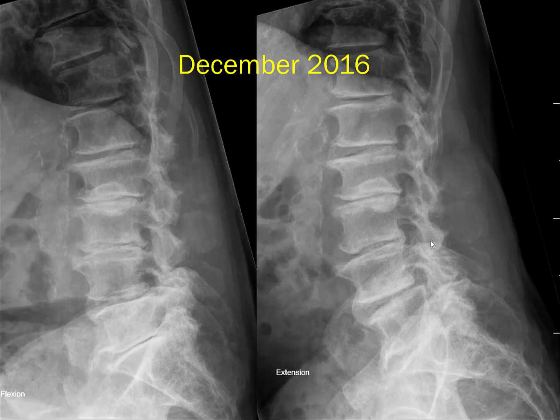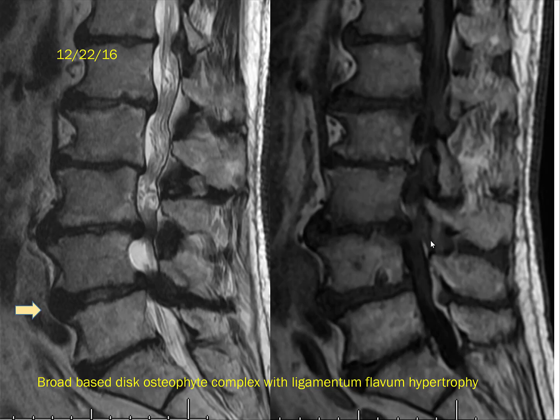And flexion extension views, L4-L5, I thought had some spondylolisthesis there. You agree with that? Okay, not gross, but spondylolisthesis. This is in December 2016.